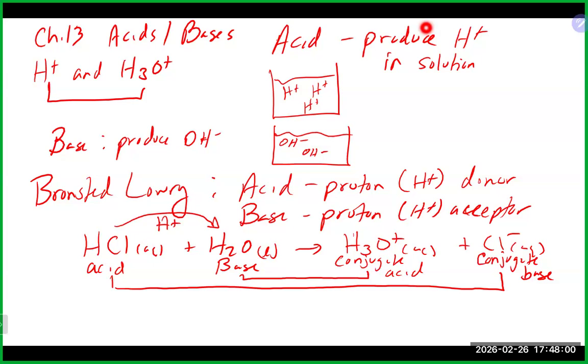And once again, the only difference that there can be is one H plus difference between those things in order for them to be considered conjugate pairs. So if you have anything that is greater than one H plus difference, they would not be considered conjugate pairs. As we go from the acid to the conjugate base, it has one less H plus as it loses it. And obviously, as we go from the base to the conjugate acid, it has one more H plus.